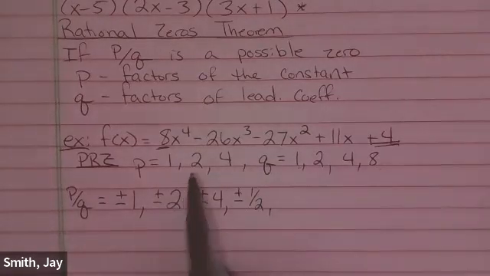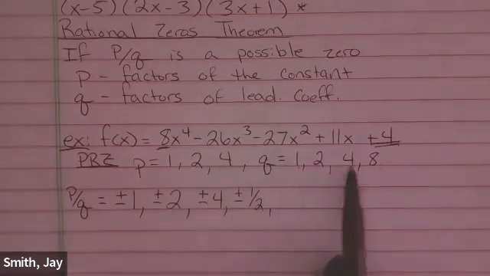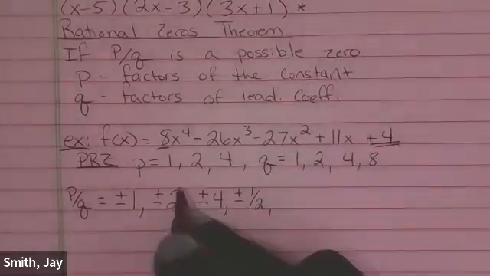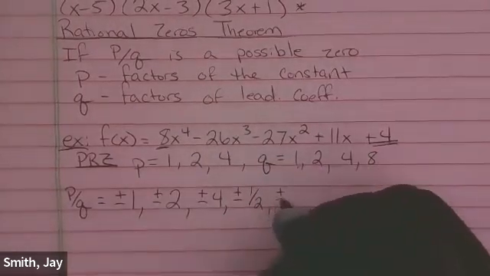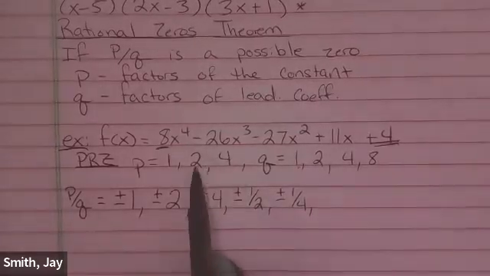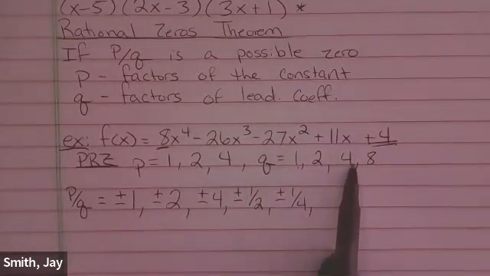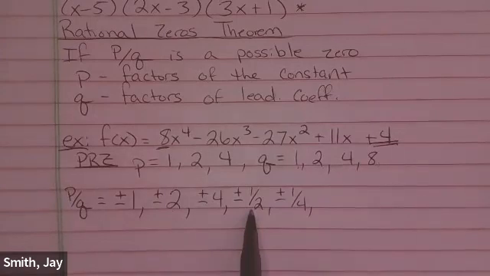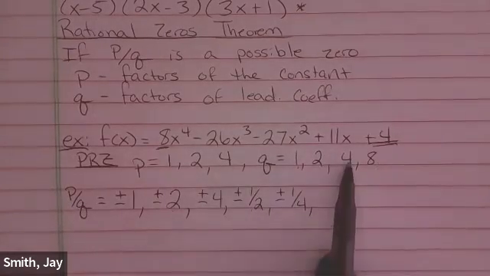Now we're just going to continue that same process, placing 1, 2, and 4 over 4. 1 over 4 gives me both positive and negative 1/4 as a possible zero. 2 over 4 reduces down to 1/2. We've already accounted for both positive and negative 1/2. And 4 over 4 reduces down to 1.